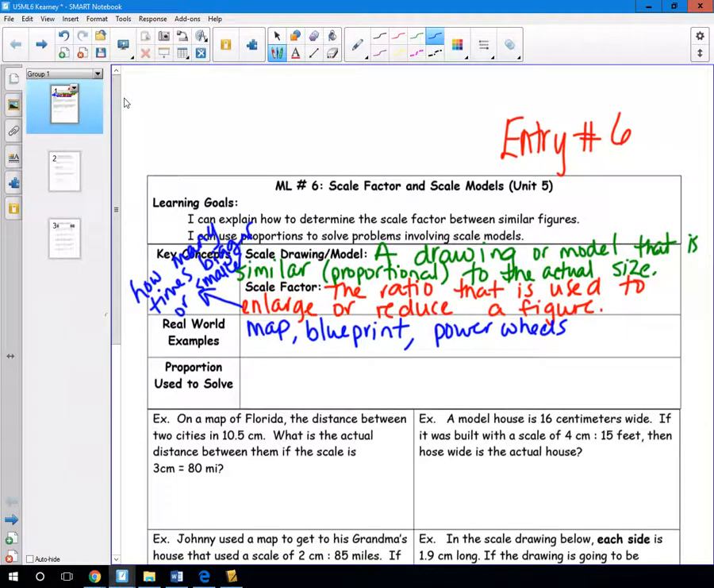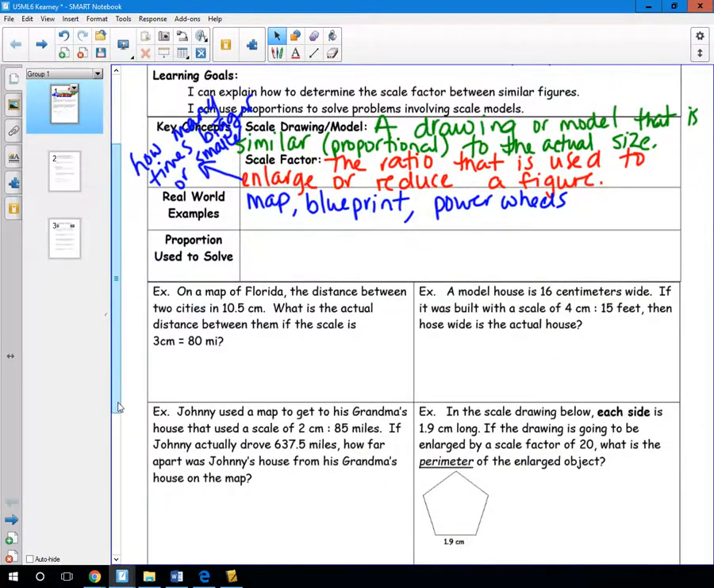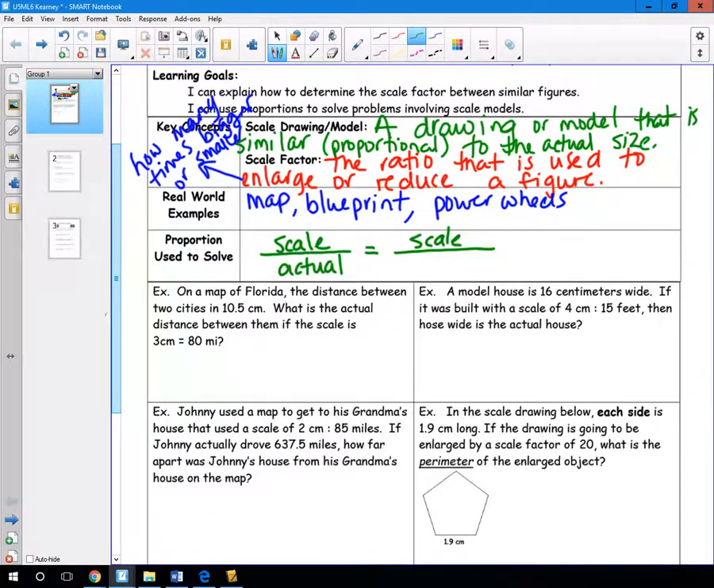So, in order to solve these problems, we're going to use a proportion. And it's going to be super duper easy breezy lemon squeezy. We are going to use this proportion: scale over actual equals scale over actual. That is how you determine the scale factor of something. You always want to put the scale size over the actual size of the figure.